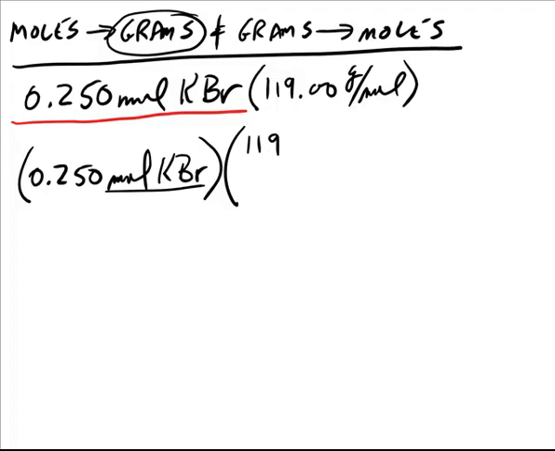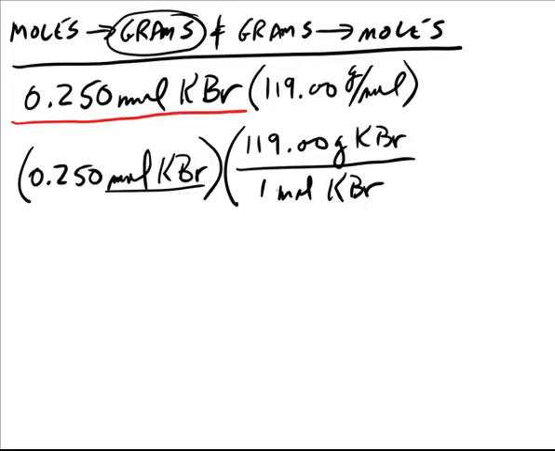If we put 119 grams of KBr in the numerator over 1 mole of KBr in the denominator, that is our molar mass. We're just dividing the units up into where they should be. Things above the line of the fraction go in the numerator, and things below go in the denominator. And now you will see that I have moles of KBr in the numerator and moles of KBr in the denominator.